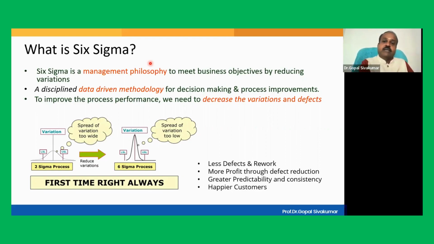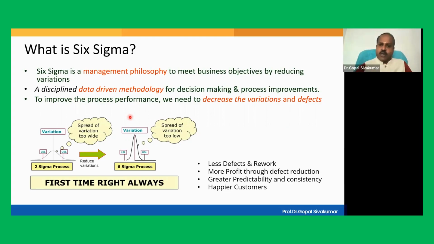Similarly, consider the variation on the right side of your equation, which are the X factors. If there are too many variations in the X factors, definitely your Y factor will be in trouble. This is the Six Sigma philosophy. It is fundamentally the variation that is causing defects. If you can control the variation, you can prevent the defects. It is a disciplined, data-driven methodology for decision making and process improvement. To improve the process performance, we need to decrease the variation as well as defects. Hope the meaning of all these statements is understood.